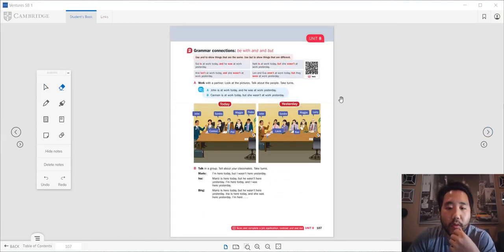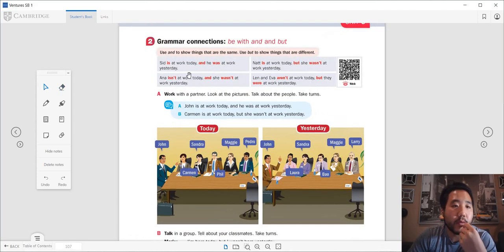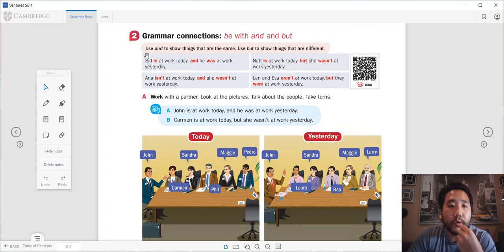Okay, now we're on page 107. Let's do exercise 2. Grammar connection: be with and, but. Let me read this out to you. Use and to show things that are the same. Use but to show things that are different.